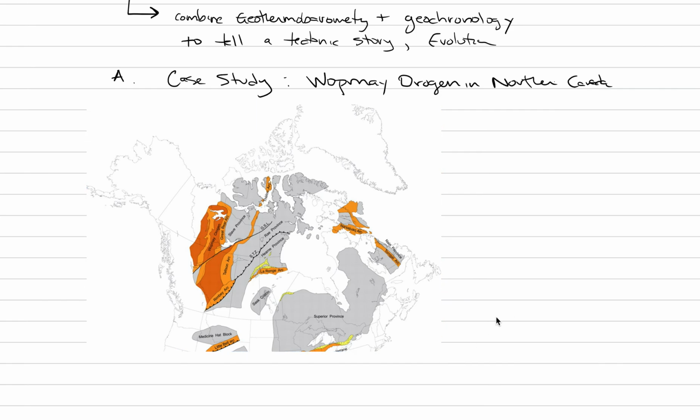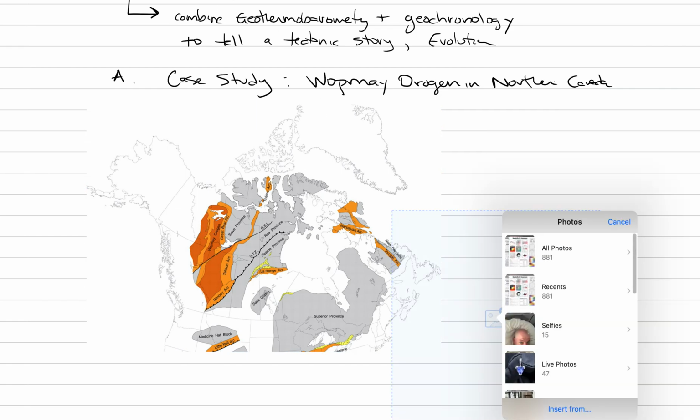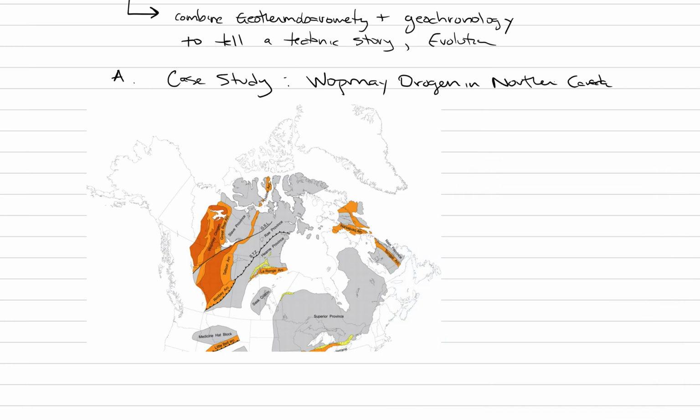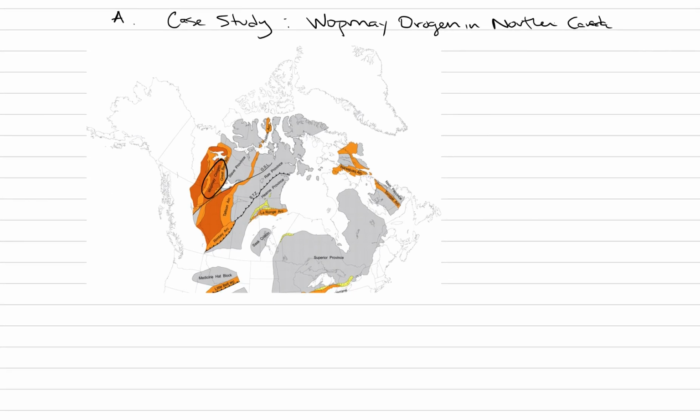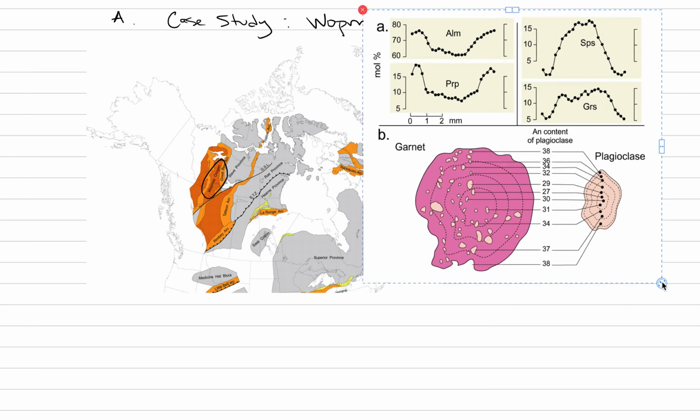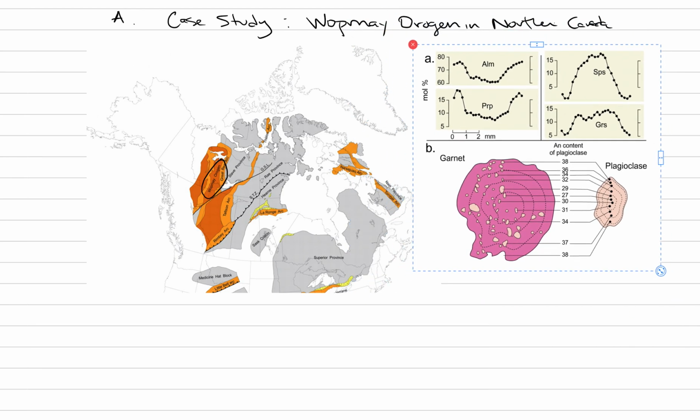So take a look at this map just to find out where we are in the world. Oh, let's close that. Here we go. Where is the Wopmay? Here it is, up in far northwestern Canada. And the story of the Wopmay orogen is very interesting. In fact, let's go ahead and put this figure in right here too. And maybe you could sketch this, or maybe just put it in your notes, a couple concepts.